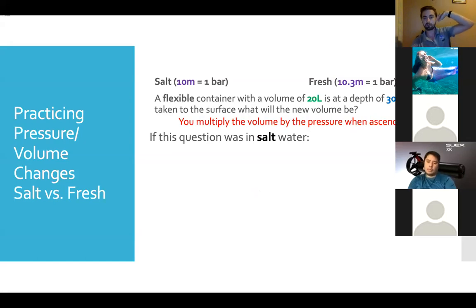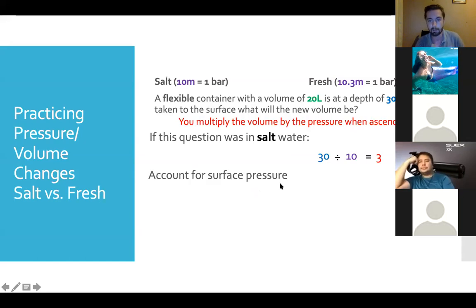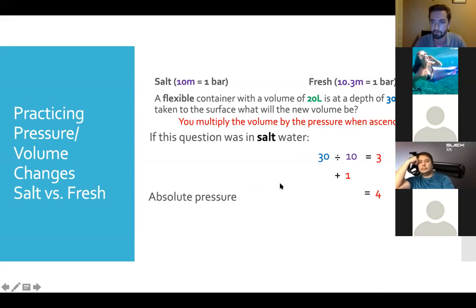So if this question is in salt water, we would first find the gauge pressure, so 30 meters divided by our saltwater pressure, which is 10 meters equals 1 bar. It's going to give us 3. We then account for the surface pressure, so we add 1. And we get our absolute pressure, which is 4 bar of pressure on this balloon at 30 meters.